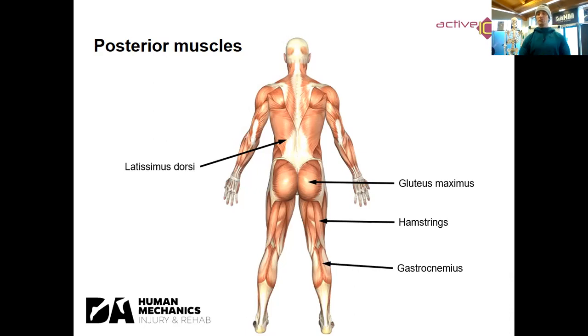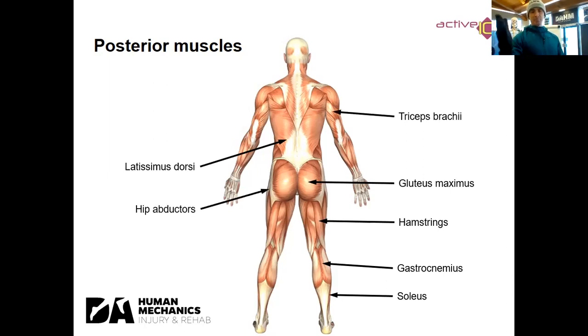Gastrocnemius, so those of you who wrote down or thought calves, that's absolutely fine for now. But calves is a global term for this family of muscles that sit below our knee on the back. So we have gastrocnemius, which is like a teardrop shape at the top of our calf. We have soleus, which makes up the bottom portion that sits underneath. Then we have another one there, but you don't need to know. Triceps brachii, so higher up. Hip abductors, again, hip abductor is not a muscle. It's a term used for a family of muscles. You need to make yourself familiar with them.